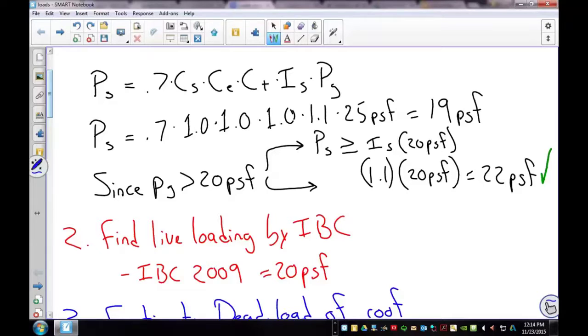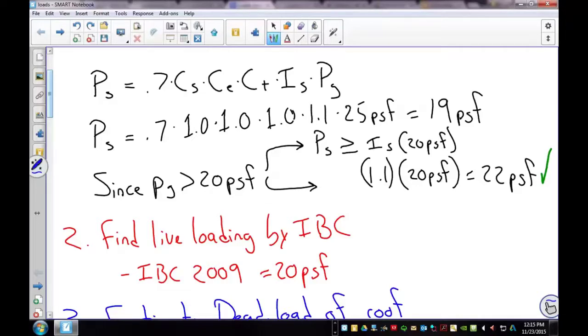Everybody see how I got there? I looked at my rule one more time. If ground snow load is greater than 20, which it is, my total snow load must be greater than or equal to importance factor times 20. It's just really saying I can't use this 0.7 anymore. Okay? Why is it 0.7? It's just a constant.